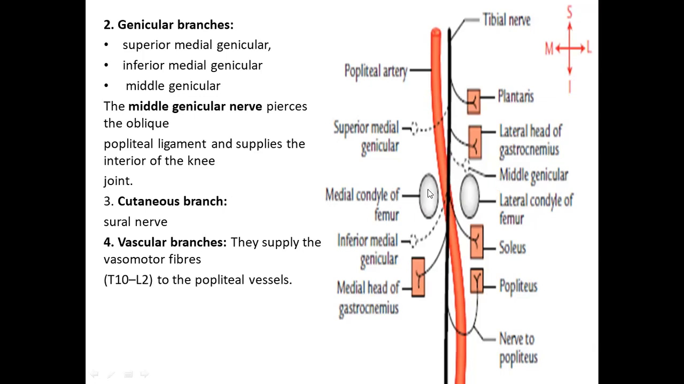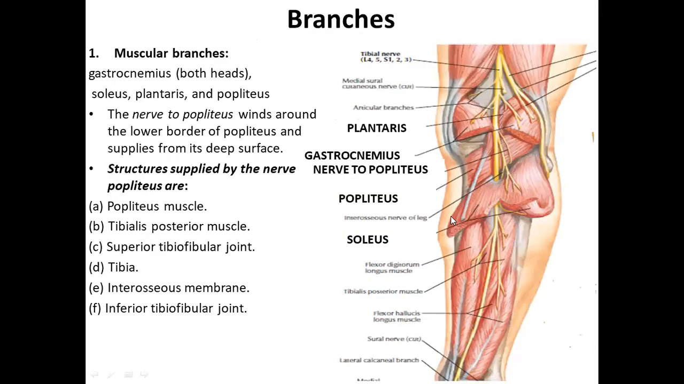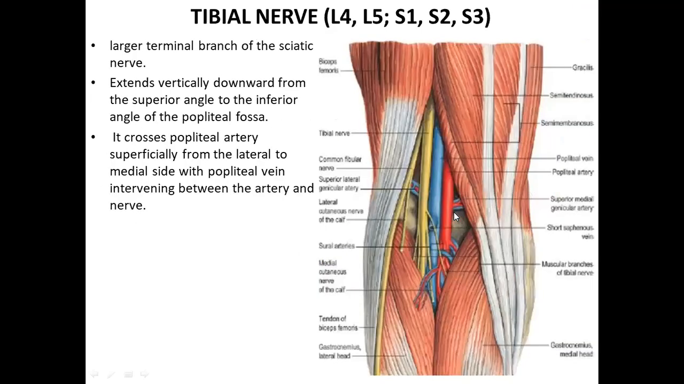The cutaneous nerve is the sural nerve. Then we have vascular branches, which give vasomotor fibers to the popliteal vessel. This finishes your tibial nerve. That is a very important nerve, and it is important both for your viva as well as for your written exam. Okay.